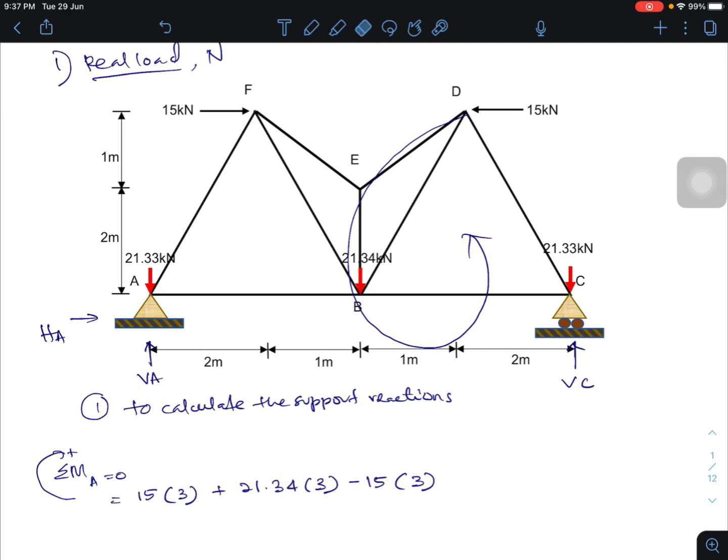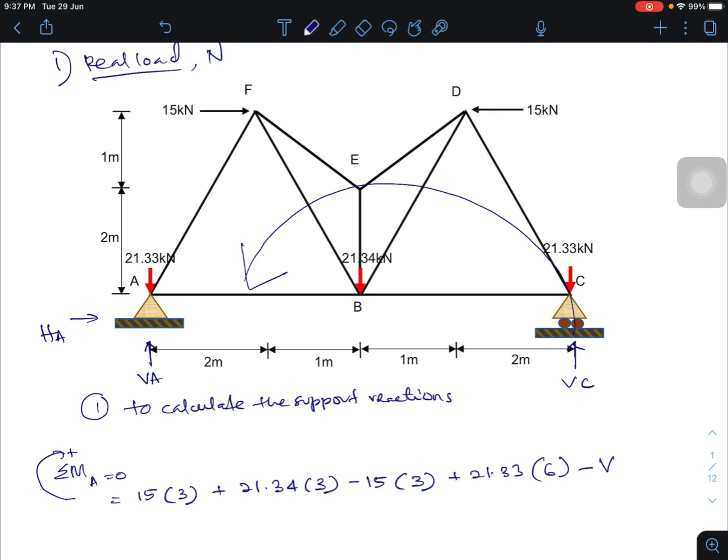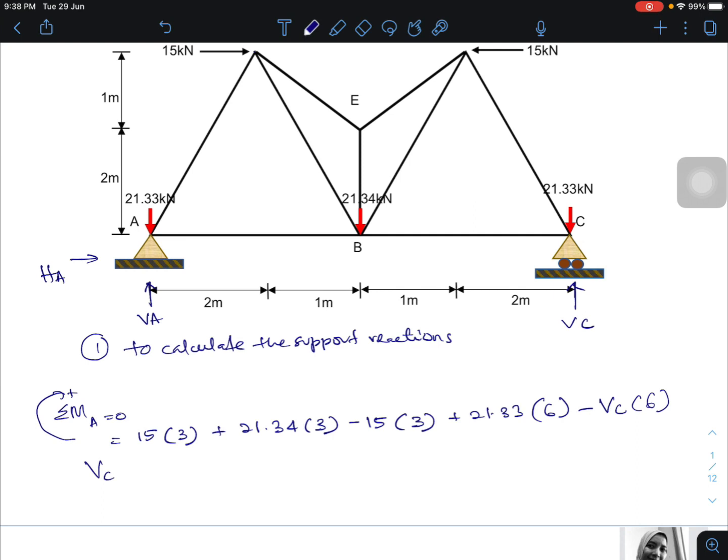And then we have this load, 21.33 kilonewton, plus 21.33 times 6 meters, minus vertical reaction at C, minus VC times 6 meters. So VC equals 32 kilonewton.